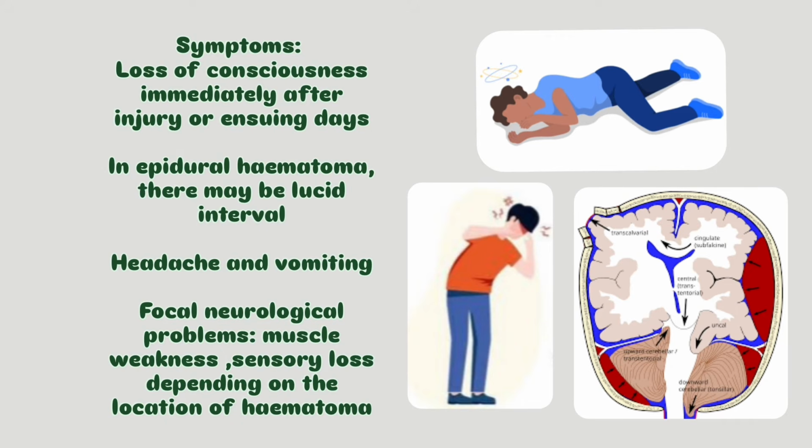Now the symptoms of hematoma include loss of consciousness, which can occur immediately after the injury or in ensuing days. In epidural hematoma, there may be a lucid interval. Headache and vomiting are common. Then focal neurological problems leading to muscle weakness and sensory loss depending on the location of the hematoma. We have already discussed the herniation part, which occurs due to increased intracranial pressure. So the symptoms depend on the location of the hematoma and which part of the brain is affected.